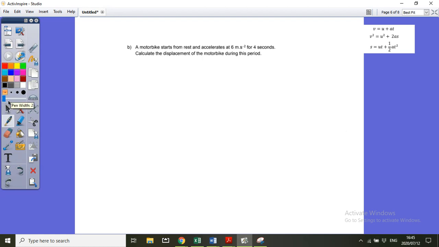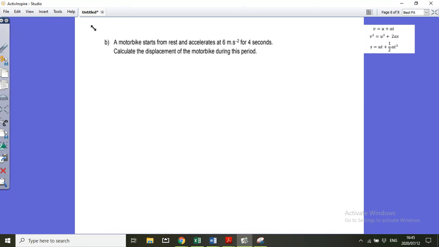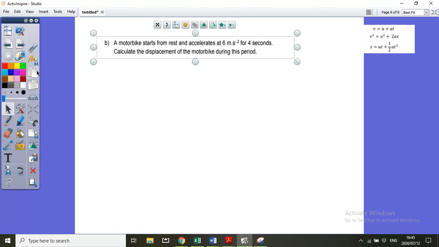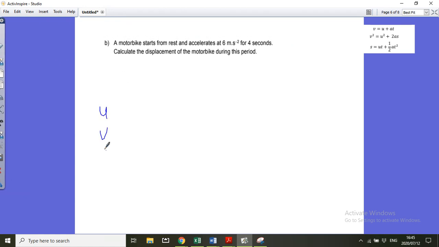Example 11b. So make that also a little bit bigger. Now, the motorbike starts from rest. So I want a different color. Do UVAST again. Starts from rest. So this is going to be 0. It accelerates. So that's my acceleration. And it's in the same direction as the motion. So it's going to be positive 6 meters per second. If acceleration and velocity are in the same direction, remember then the object speeds up. Meters per second squared for 4 seconds. Calculate the displacement of the motorbike.